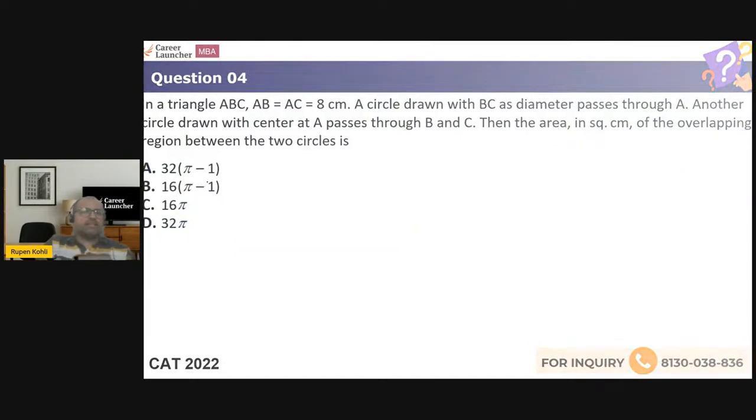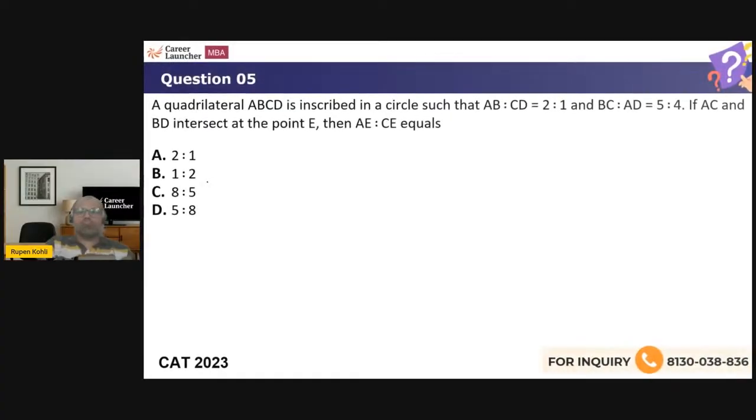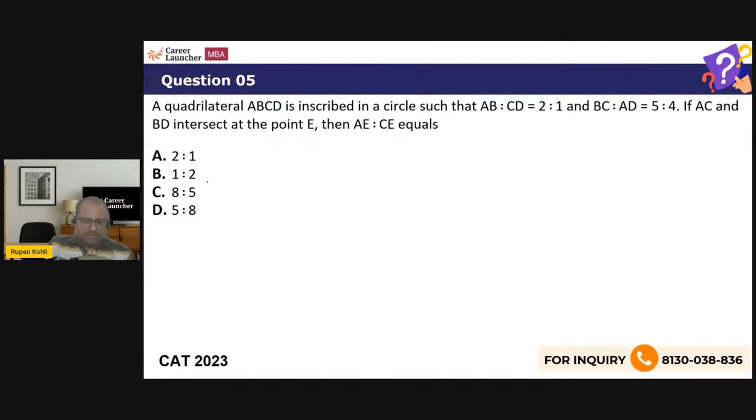Let's see. Now another previous year question. Some ratios are there and some ratio is asked. Wow, let's see what is there. A quadrilateral ABCD is inscribed in a circle. Fine, let's do that.